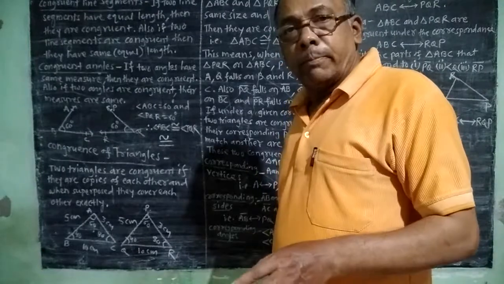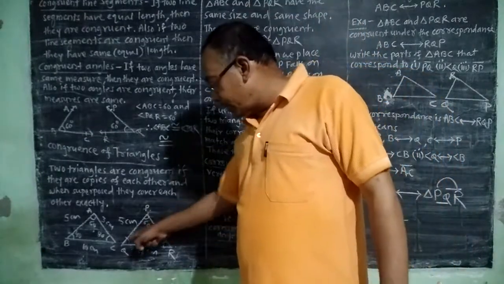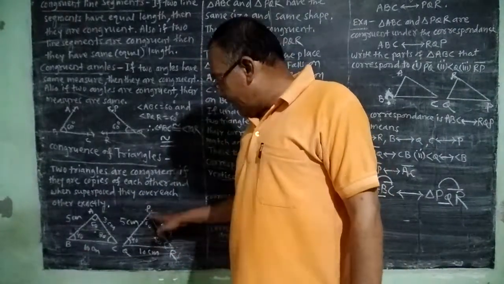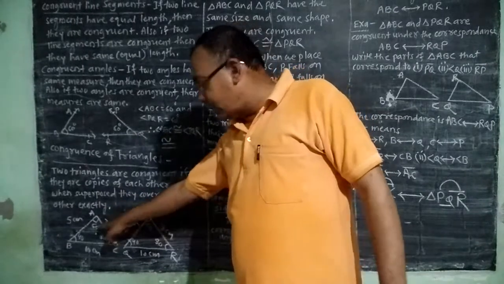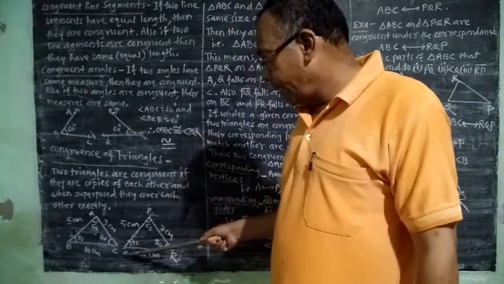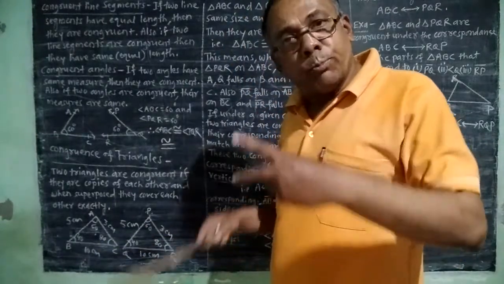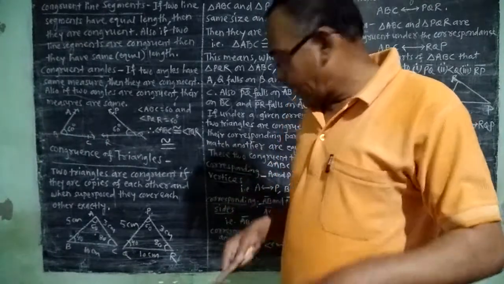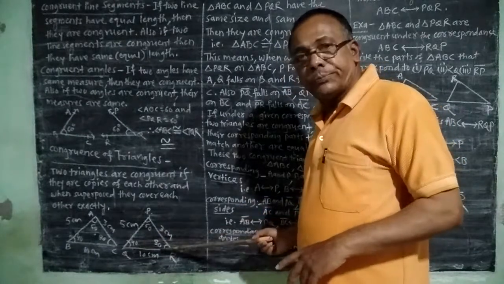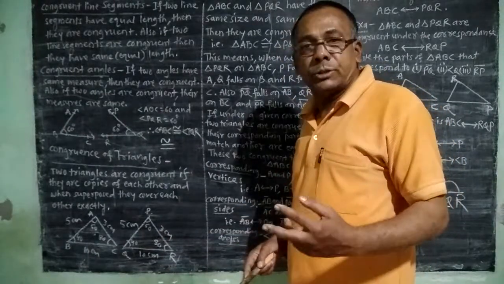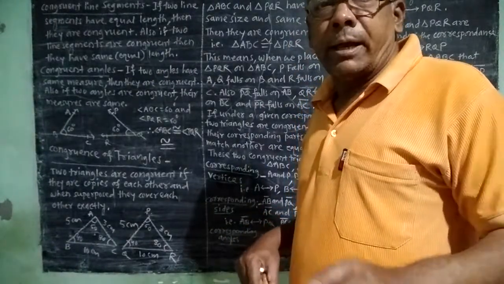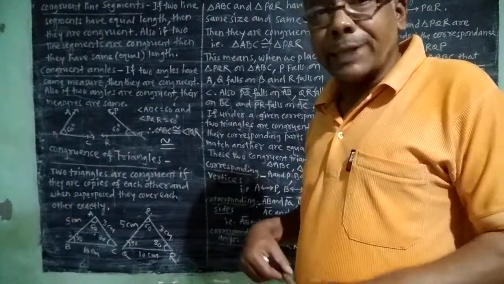Means if we put one triangle, for example PQR, on the triangle ABC, then it is seen that angle A and angle P have equal measure, so they will match each other. Similarly, angle B and angle Q having the same measure, that is 40 degree, will match each other. And angle C and angle R having measure 80 degree each will also match each other.